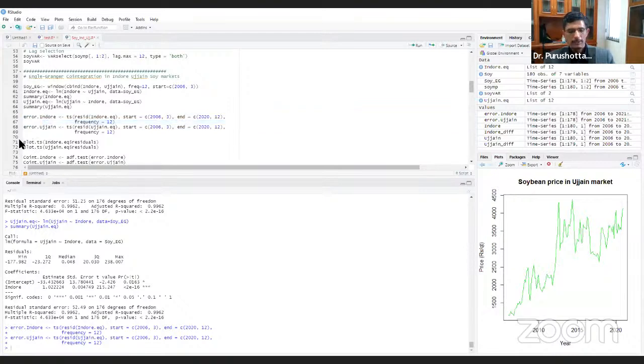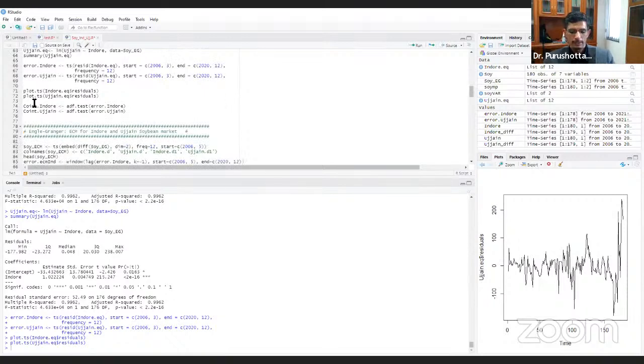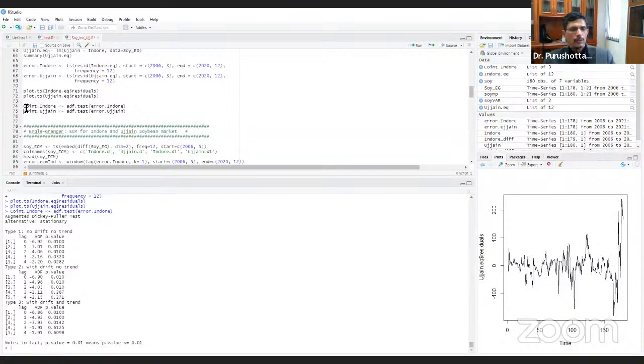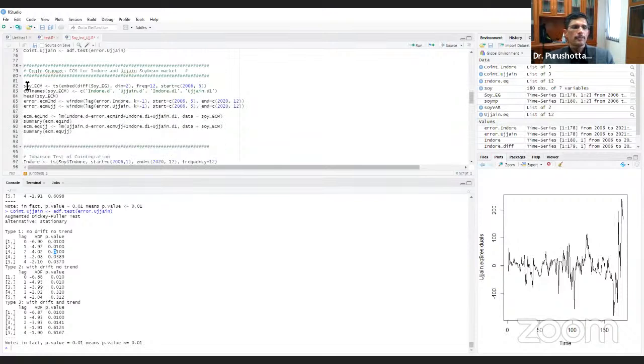And we are going to plot this error Indore and error Ujjain, and then we are going to test for cointegration, or the stationarity of the residual series. The ADF test of the residual series of Indore and of Ujjain. So see, the residual series from the long run equation is stationary for Indore as well as for Ujjain. So we can say that these 2 markets are cointegrated.